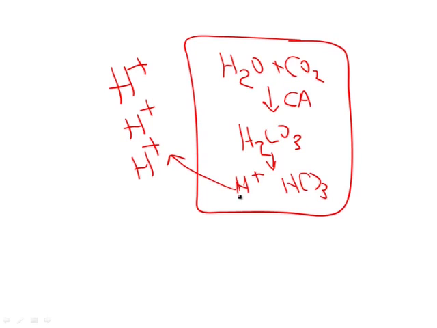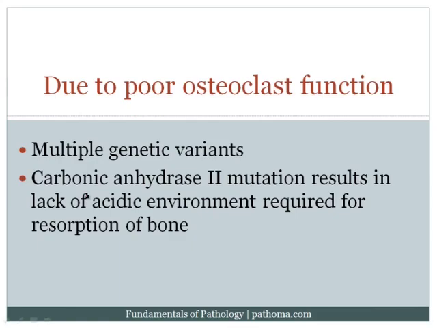Now imagine if the osteoclasts don't have the ability to generate this acidic environment, then they won't be able to resorb bone. And that's exactly what occurs in the carbonic anhydrase 2 mutation. And this becomes, again, very high yield for the purposes of board exam.